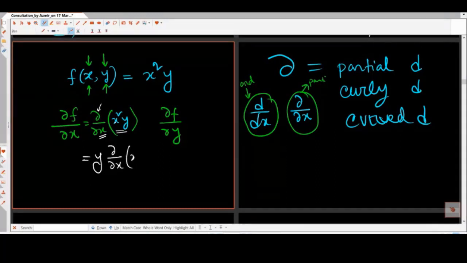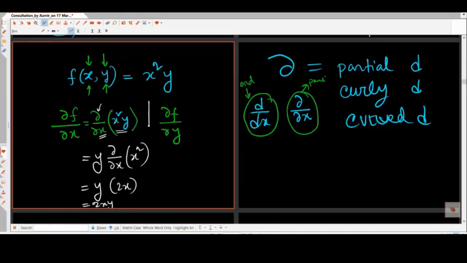So d/dx of x squared. Now we know that differentiation of x squared is 2x. So finally, we are getting 2xy. Similarly, we can also find the derivative for y, and the function f is x squared y.